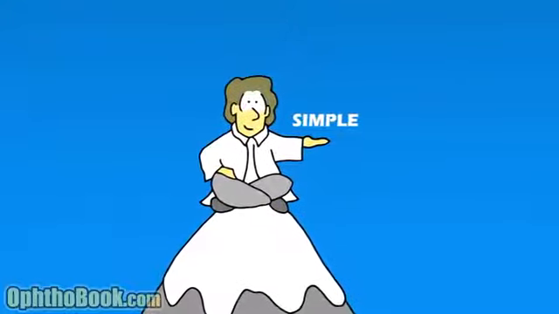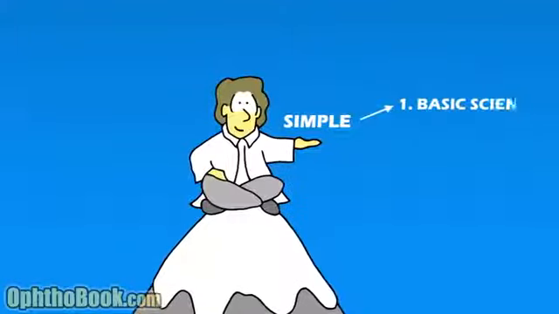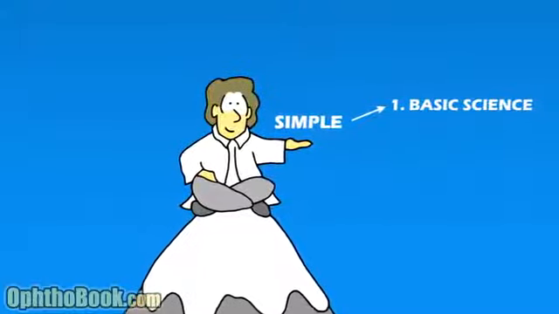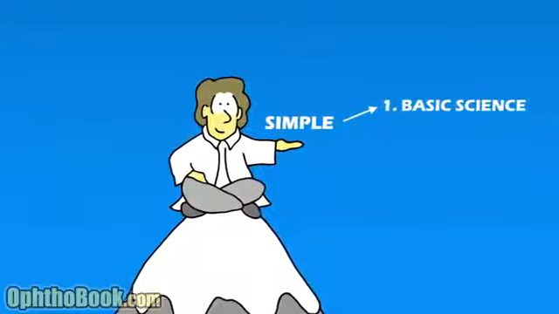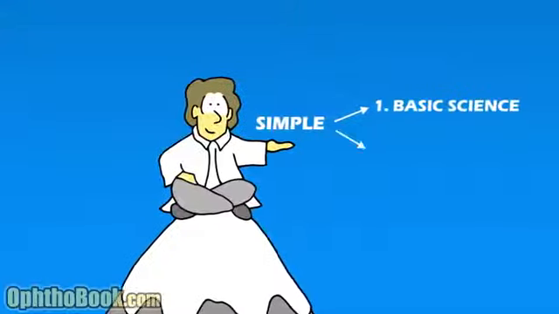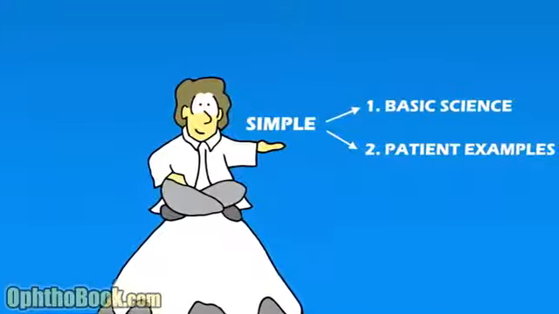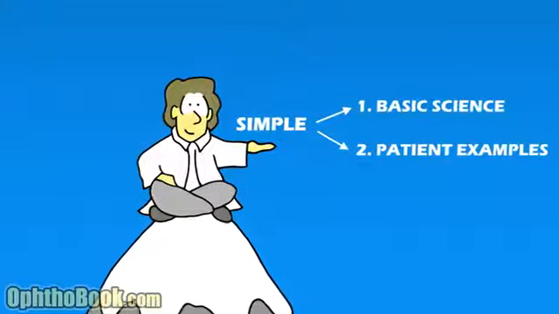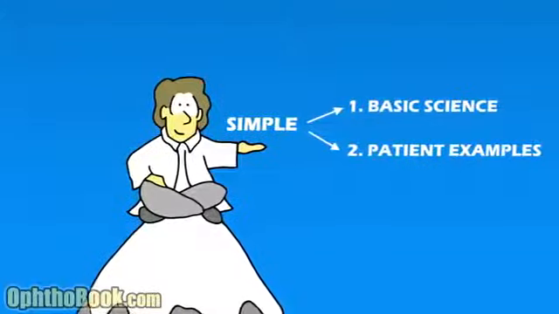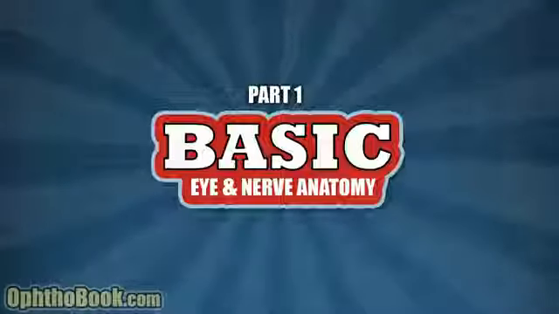So we're going to do this in 2 parts. The first part of this lecture, I'm going to basically do the basic science. What are the muscles? What are the cranial nerves? What do they cause? But the majority of this lecture is going to be patient examples. What do patients look like in real life when they present with these problems, and some pearls on how to treat and what to look for. So let's begin with eye and nerve anatomy.